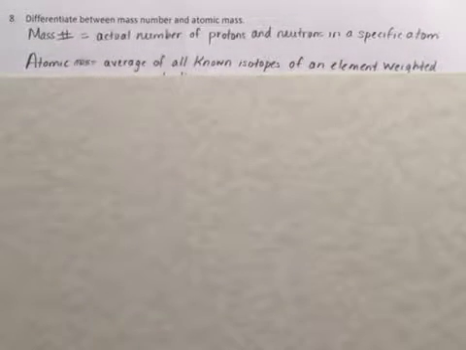Atomic mass, though, takes into account all of the known isotopes of an element. So you're talking about multiple atoms, all of them of that particular element, actually.